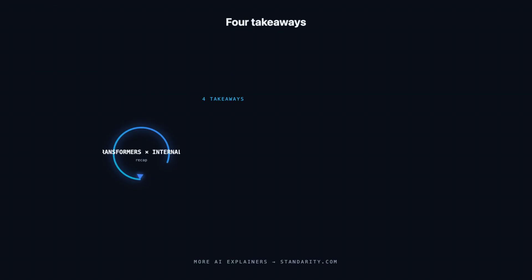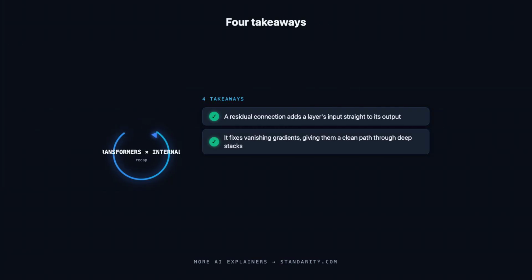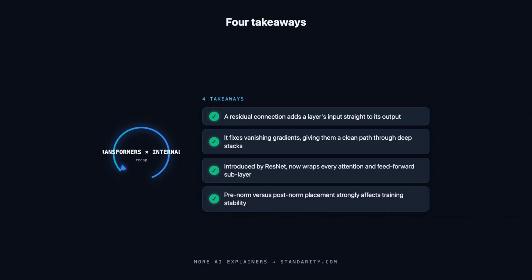Alright, let's lock in what matters. A residual connection or skip connection simply adds a layer's input to its output, so the layer only has to learn a small change rather than everything from scratch. It solves vanishing gradients by giving them a clean, unobstructed path backward, which is what finally made training very deep networks possible. Introduced by ResNet, it now wraps both the attention and feedforward sublayers inside every transformer block, paired with normalization. Where you place that normalization, before or after the residual, strongly shapes training stability.